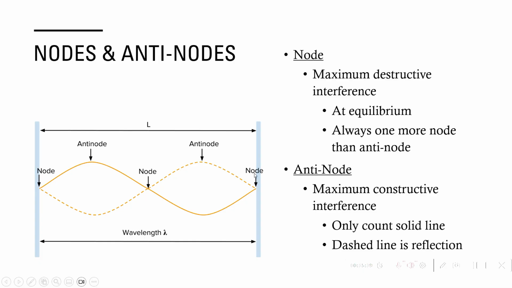It happens at the equilibrium. You have them at the equilibrium. You always have one more node than antinode, but don't forget to count at the walls too. Antinodes are maximum constructive interference, and you're only going to count the solid line, not the dashed reflection. Okay, so this is only the real line.